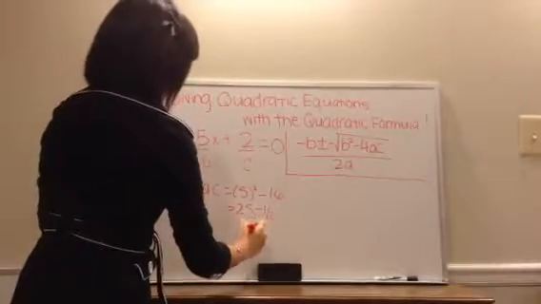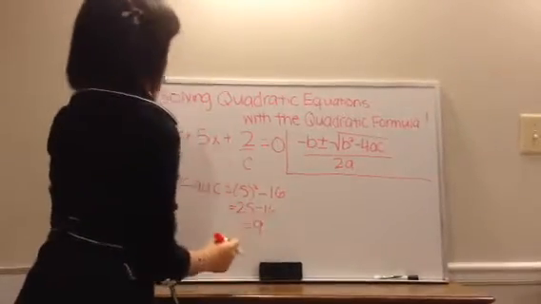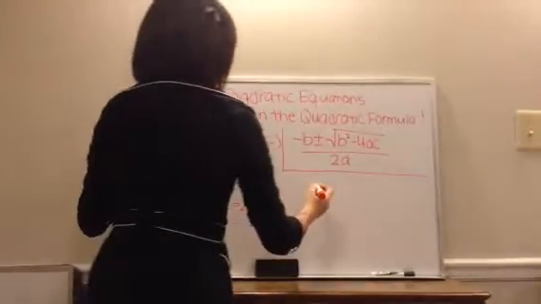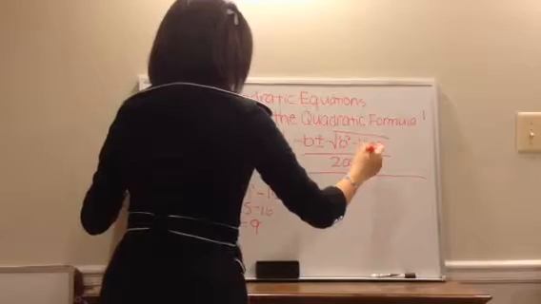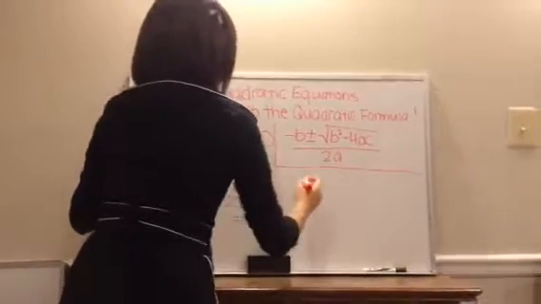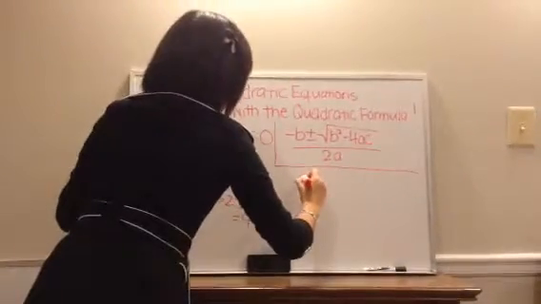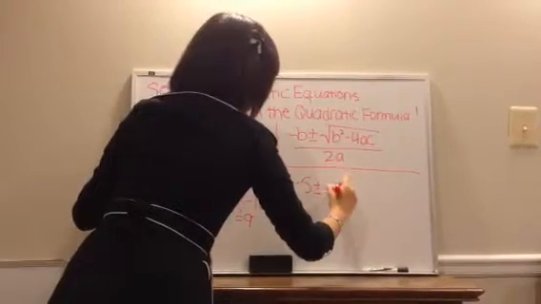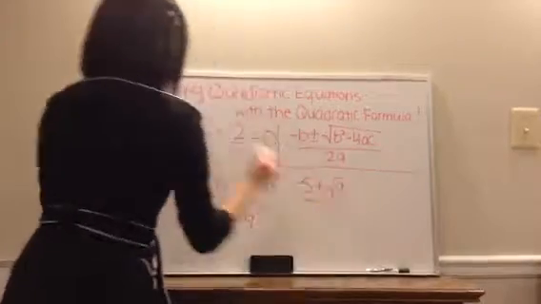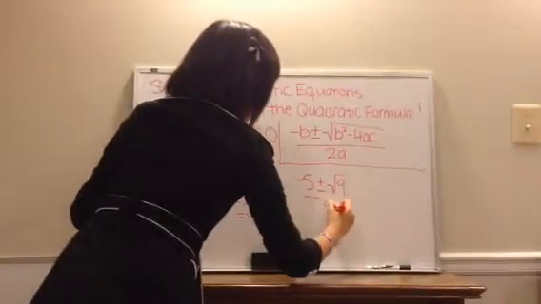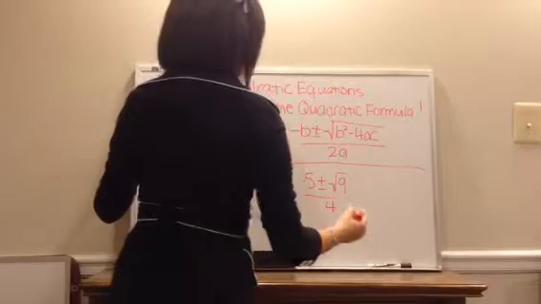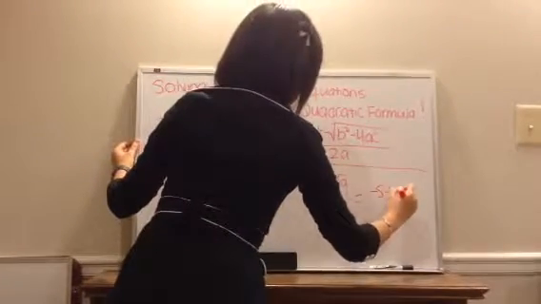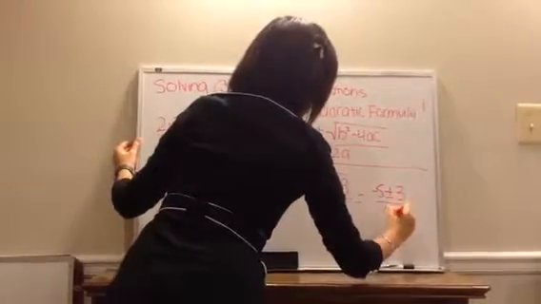which equals 9. And luckily for you, 9 is a perfect square. So your b squared minus 4ac turns out to be 9. Once you plug the rest of them in, you have negative b plus or minus square root of 9 over 2a, which is 2 times 2, or 4. So your final equation turns out to be pretty simple: negative 5 plus or minus 3 over 4.